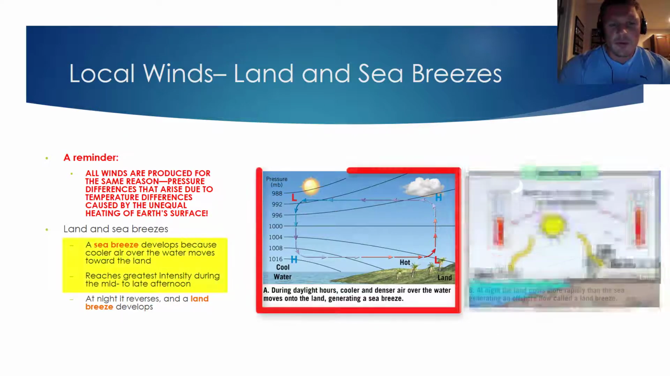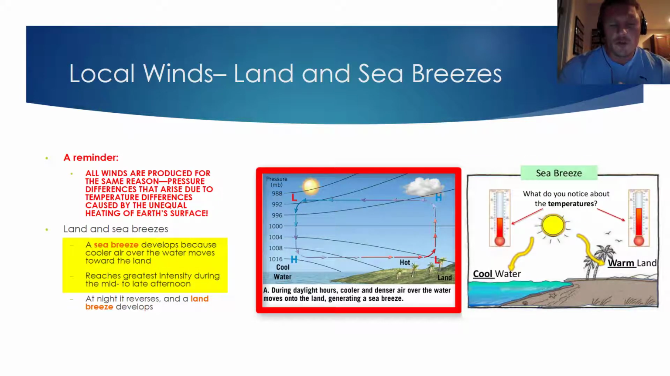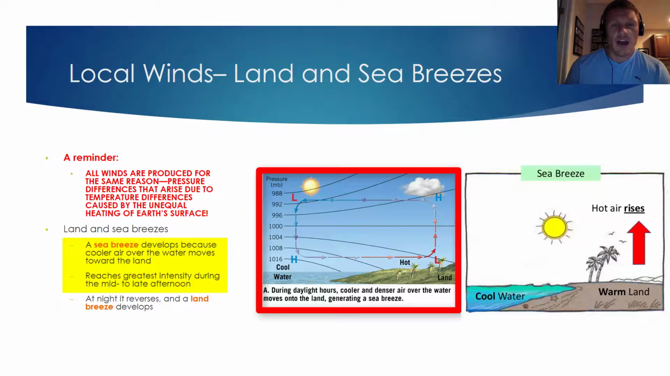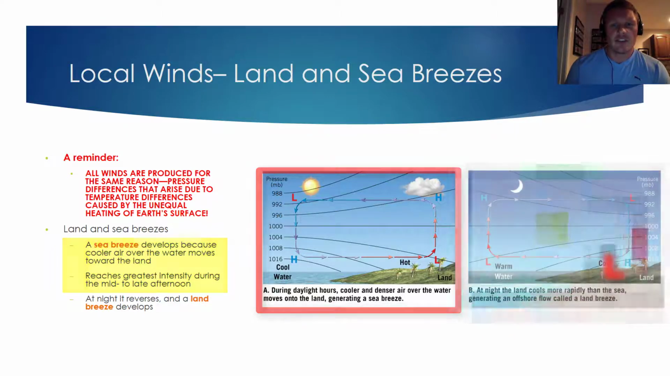A sea breeze develops because cooler air over water will move towards the land. During really warm summer months, the land will be heated much more rapidly than the nearby water. And when that land surface gets heated, the air above the land surface will get heated, it will expand, it will rise, and it will create an area of low pressure. So in the image you see in the center of this slide, the red L you see over the land indicates low pressure due to the fact that the air over the land is heating and rising.